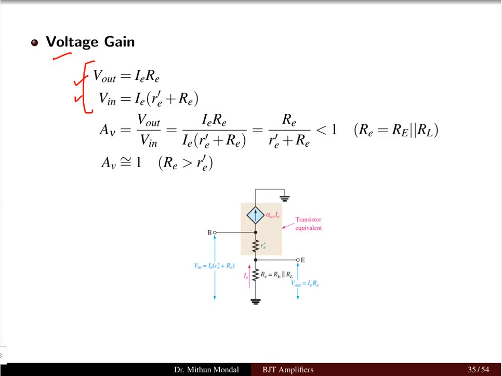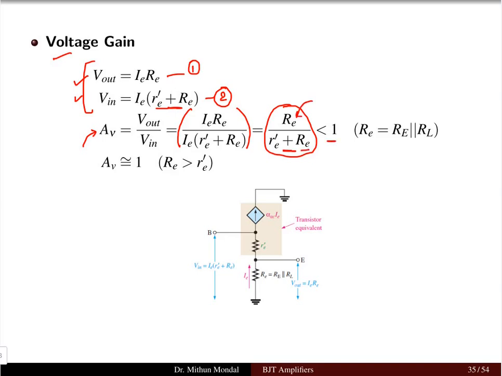The output is basically the product of the current flowing in the emitter, which is IE, and the emitter resistor RE. Whereas the input voltage which we give at the base is IE times the sum of the emitter resistance and the AC emitter resistance. Now the voltage gain we can calculate by taking the ratio of output voltage to input voltage, which comes only in terms of the resistances. And here, since the denominator is greater than the numerator, the value will be less than 1.